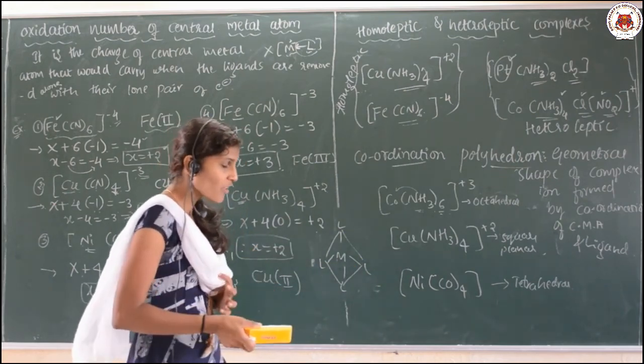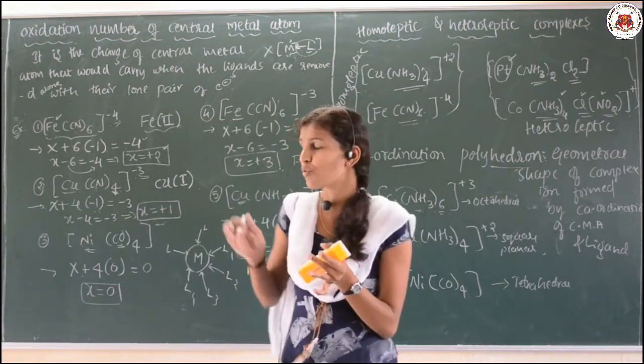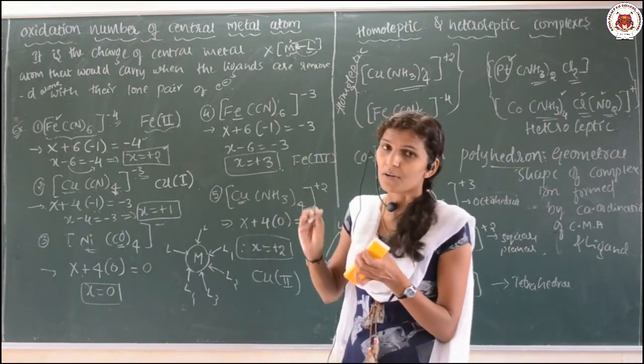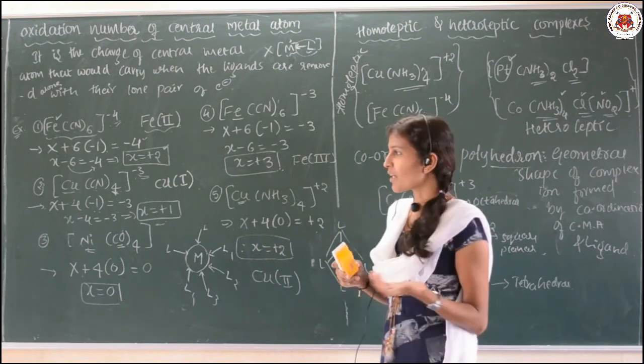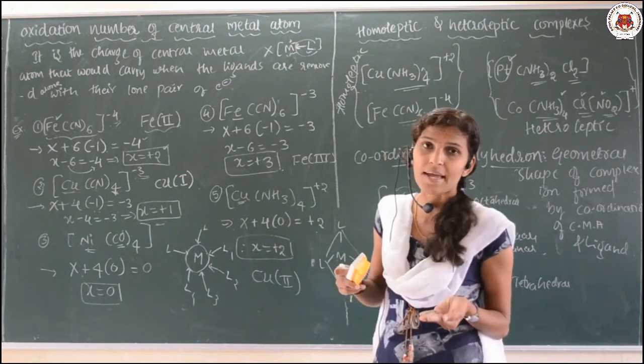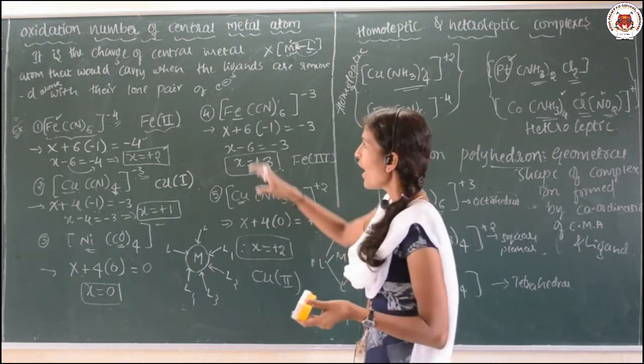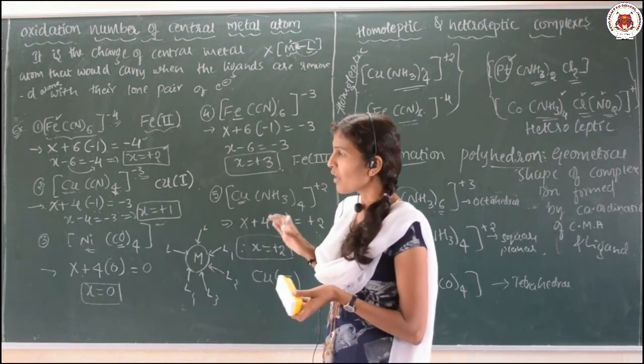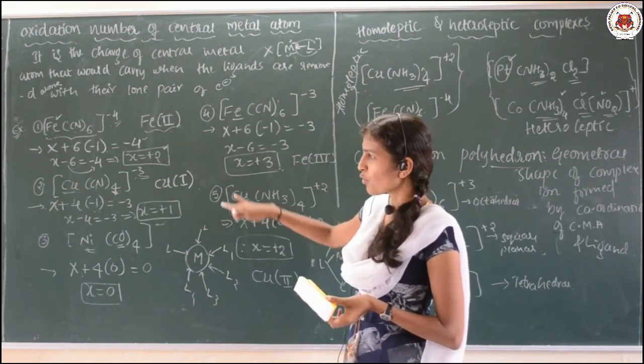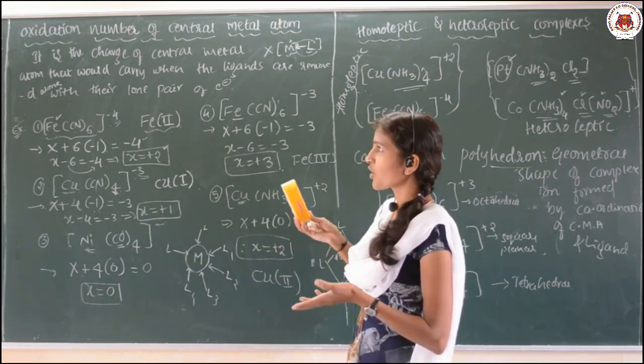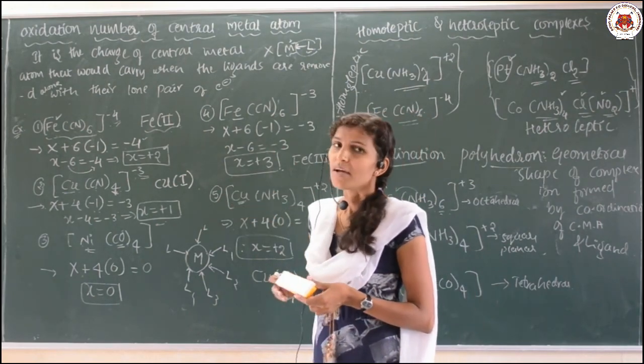So this is how we can explain a few of the terms in coordination compounds, and in our next class we will discuss the ligand and types of ligands, and this is the important part of today's video. So just try finding the oxidation number of the central metal atom. Okay, thank you.